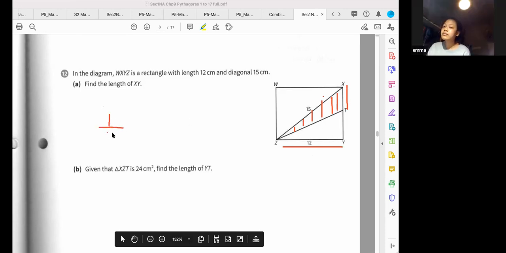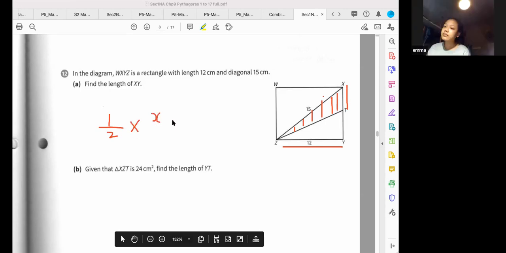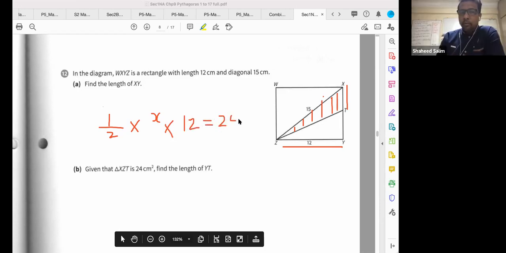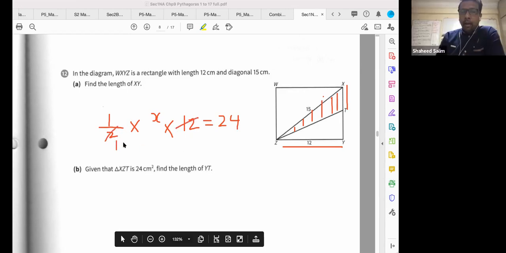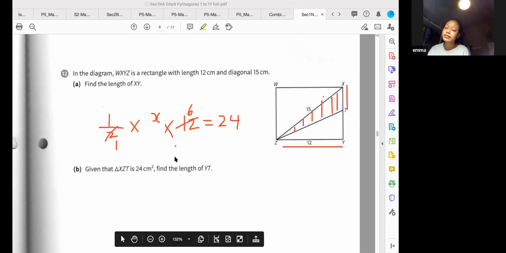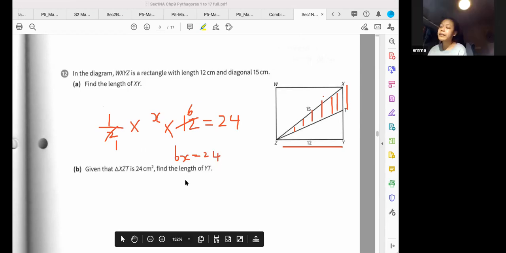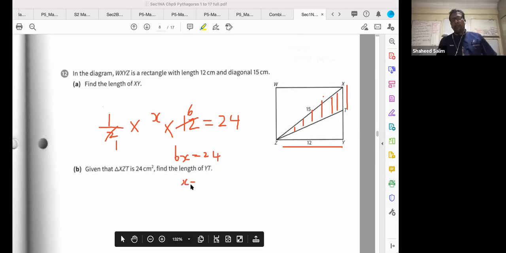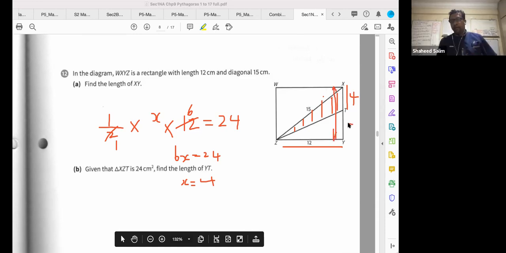So half times, we do not know the base, so we put X on top here. Times 12. This equals 24. So I can half and 12, I can divide. I get 1, I get 6. 6 times X, 6X equals 24. X equals 24 divided by 6, get 4. So I found out this is 4. Just now you said the whole thing is 9. 9 minus 4, 5.